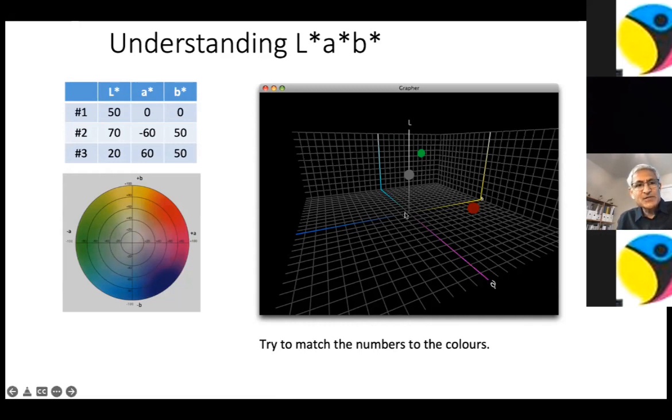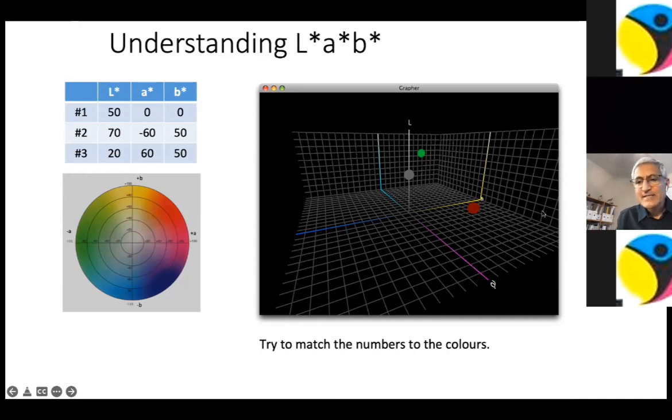Correct. Okay. So take us through the 70, minus 60, 50, the values of the second color. So the L of 70 shows it's quite light, so it's high up towards the lighter end of the tone scale. But minus 60 is going out towards being greenish, and then 50 B is going towards being yellowish. So it has to be green.